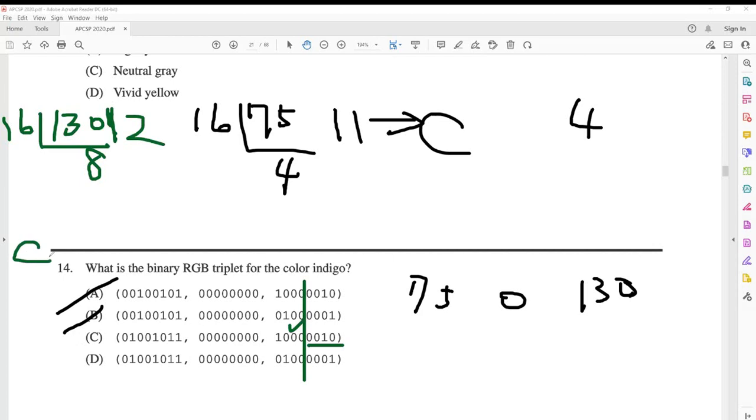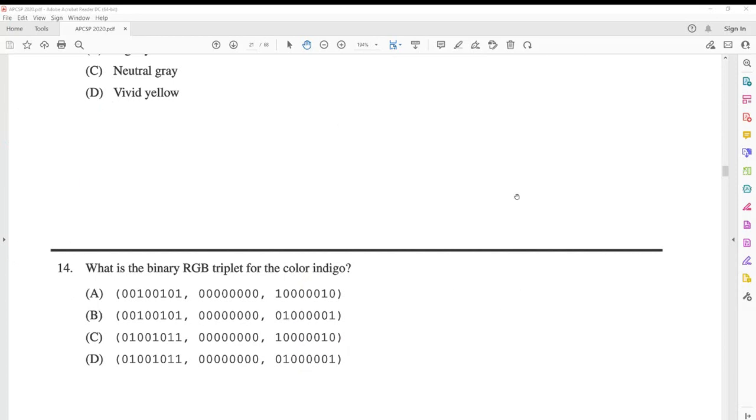Is that okay? Any question? What is a number conversion problem?